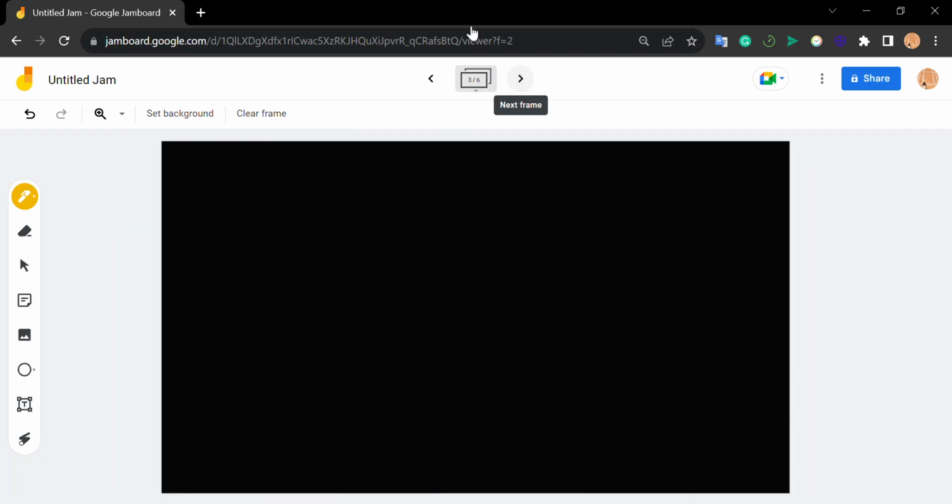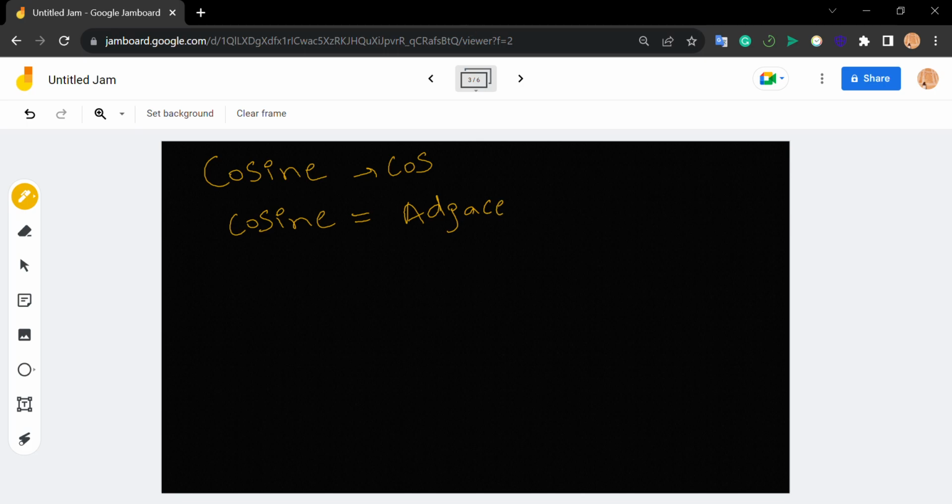Moving on, let's go to the next trigonometric ratio, which is cos or cosine. Right? So you don't need to write cosine in an examination, you can just write it as cos. So the rule for cosine is cosine is equal to adjacent side by the hypotenuse, right? Okay, so cosine is equal to adjacent by the hypotenuse.